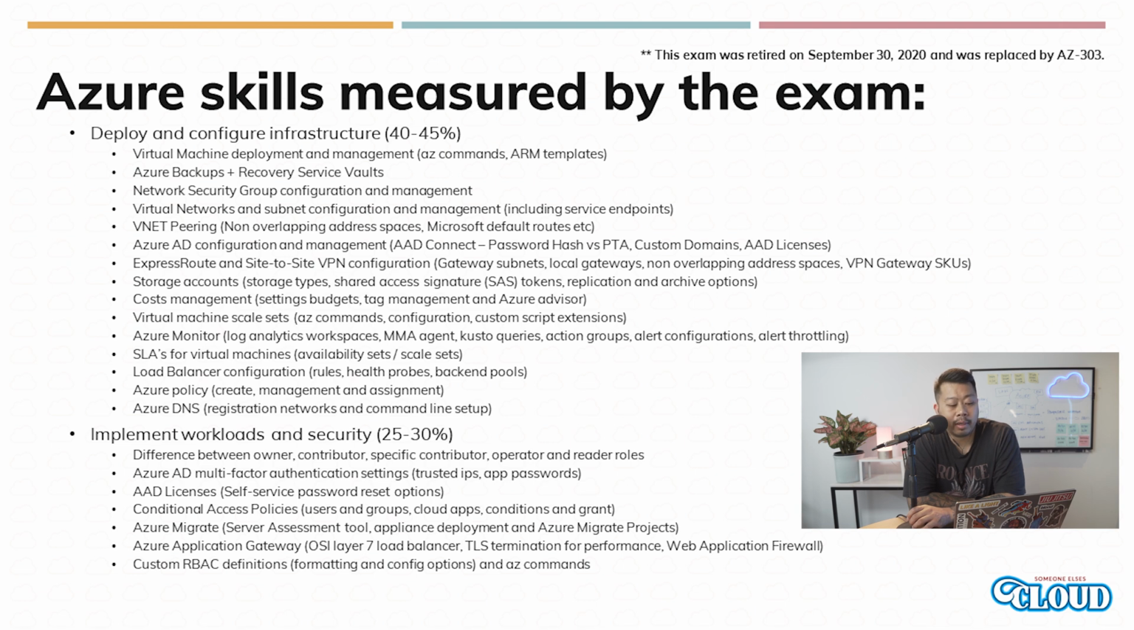But I think this video is still beneficial because the topics are still quite similar. I'm guessing there's only maybe a 15% difference. So we'll just cover, I guess, all the topics and the things that I think you should look out for. The first skill measured is deploy and configure infrastructure, which is 40 to 45%. Now this is a very broad spectrum because it's anything infrastructure.